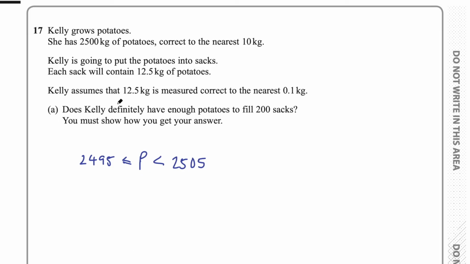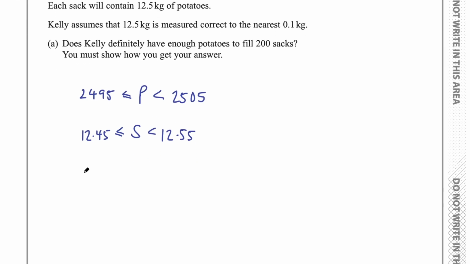For the sacks, they're rounded to the nearest 0.1 kilograms. So if we were to round 12.5, 12.45 would round up to 12.5, and 12.55 would round down, anything below that. Okay, so we have the upper and lower bounds of the potatoes in the sacks. What's the minimum that the potatoes could weigh? Well, the minimum value of the potatoes could be 2,495 kilograms. And what's the maximum that the sacks could weigh?